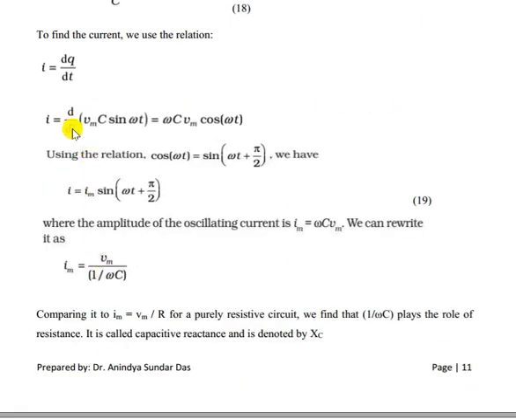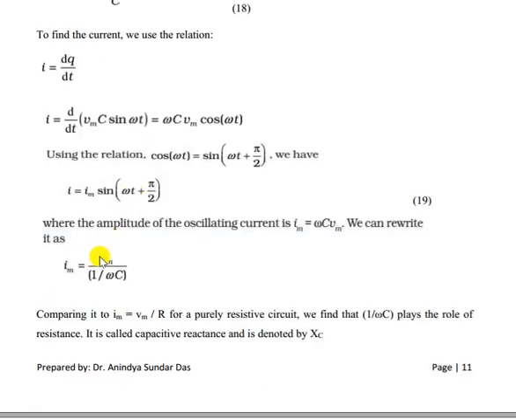Now if you differentiate this Vm C sin omega t, what you will get is omega C Vm cosine of omega t. Now cosine of omega t we can write as sine of omega t plus pi by 2. So current is nothing but Im into sine of omega t plus pi by 2. Here Im is nothing but omega C Vm, or we can write Vm divided by 1 by omega C. Then omega C will come in the numerator. So Im equals omega C Vm.